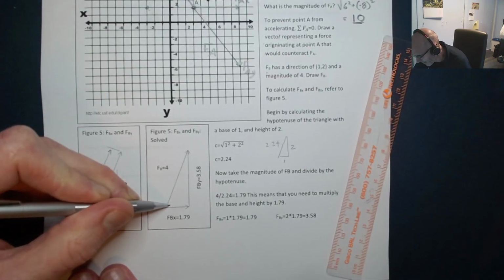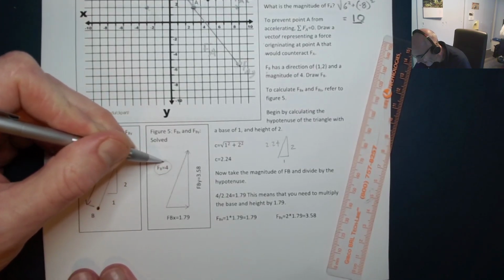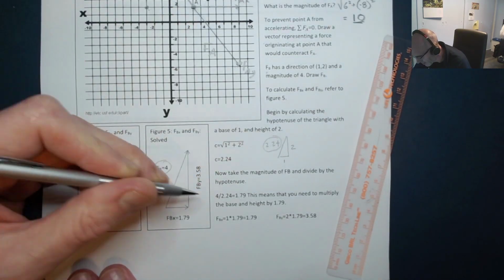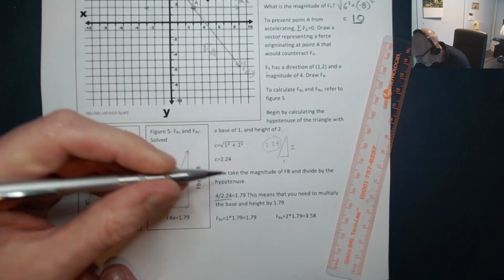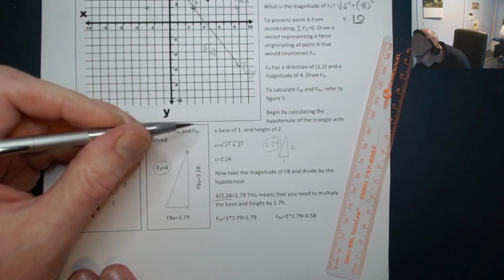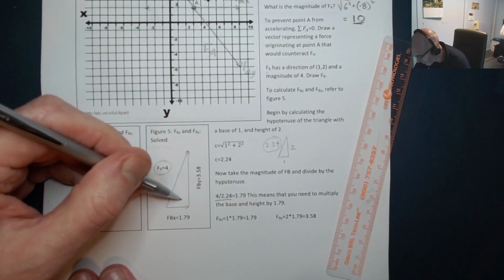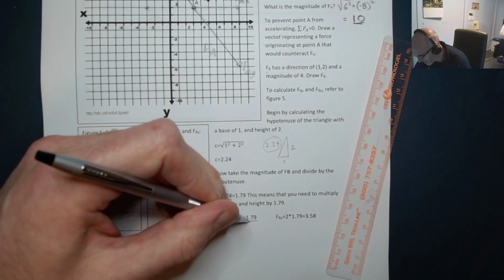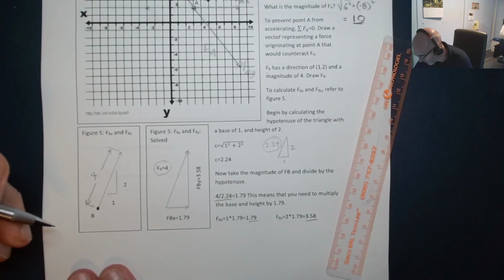So if I want to compare that to the big triangle, I know that on the big triangle, this one says 4, and on the little triangle, this one's 2.24. So I just go, the ratio between those gives me 1.79, and so I need to scale this triangle up by a factor of 1.79 to get to the big one. So 1 times 1.79 is 1.79, and 2 times 1.79 comes out to 3.58.